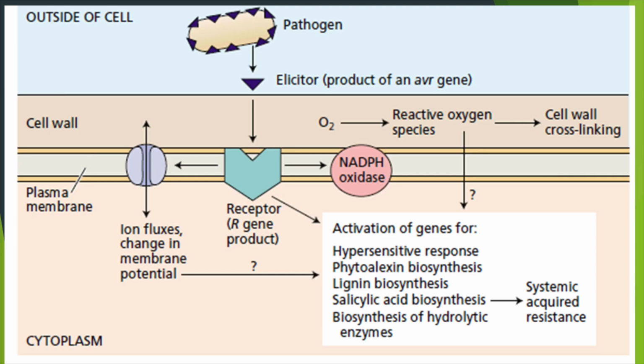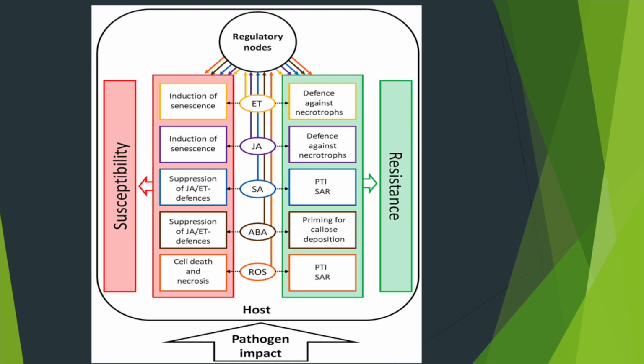If the pathogen has certain elicitor molecules present on its cell surface, they are activated by genes present in the plant. These are resistance genes, and they will induce the hypersensitive response, phytoalexin synthesis, lignin biosynthesis, or salicylic acid synthesis. Salicylic acid synthesis will result in systemic acquired resistance, whereas the hypersensitive response will induce systemic resistance. Either way, the whole mechanism will prevent the entry of the pathogen or the destruction from pathogen attack. So, these are the regulatory nodes.